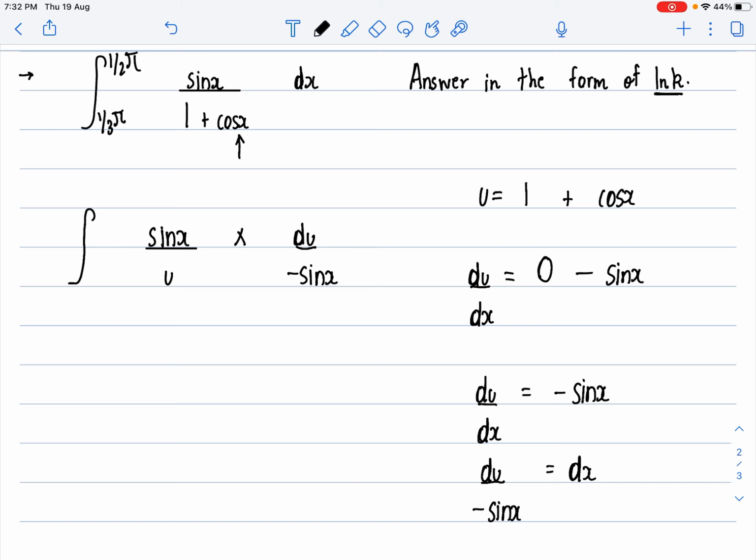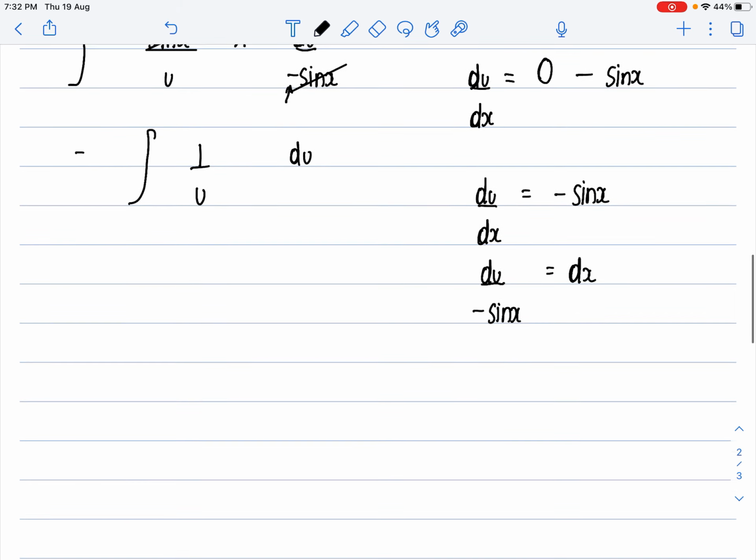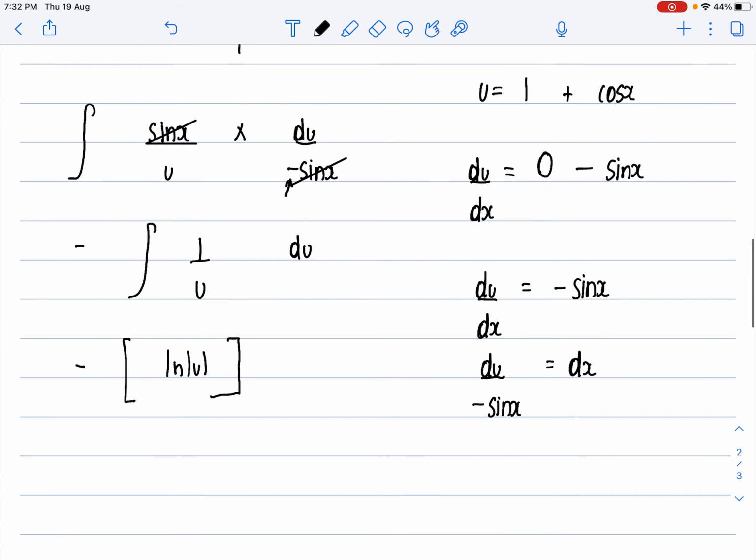Now what I can simply do is cancel the sin x and the sin x. And I can take the minus outside. So I can write this as minus the integration of 1 over u du. Now I can write this as minus the integration of 1 over u, which is ln u. That's how we integrate first in terms of u. After the integration, we input the value of u. In this case, I have 1 plus cos x.